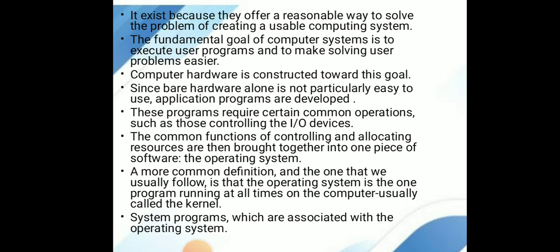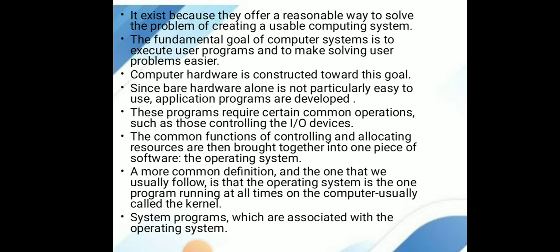The fundamental goal of computer systems is to execute user programs and to make solving user problems easier. Computer hardware is constructed toward this goal. Since bare hardware alone is not particularly easy to use, application programs are developed. These programs require certain common operations, such as those controlling the I/O devices. The common functions of controlling and allocating resources are then brought together into one piece of software, the operating system.